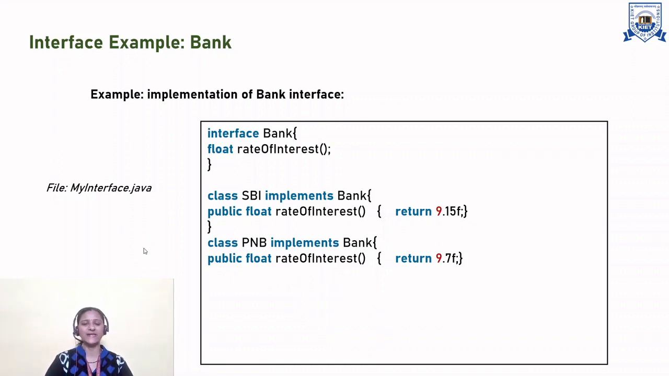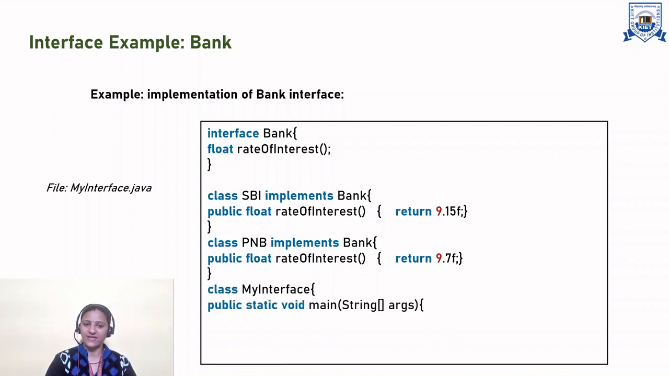Both are implementing the same method on their own, as it is not defined in the interface. It is required to be defined by whichever class implements that interface. So it is the responsibility of the class SBI and the class PNB to define the method rate of interest, else it will not work. It will give an error, or you can say it will produce an exception. So we made another class, interface, with the main method.